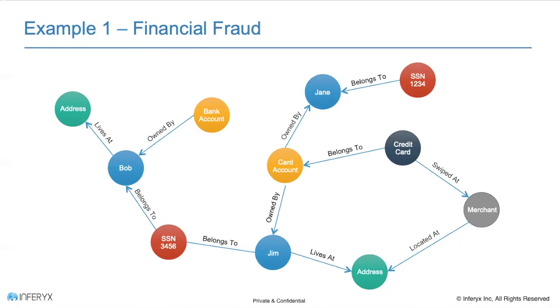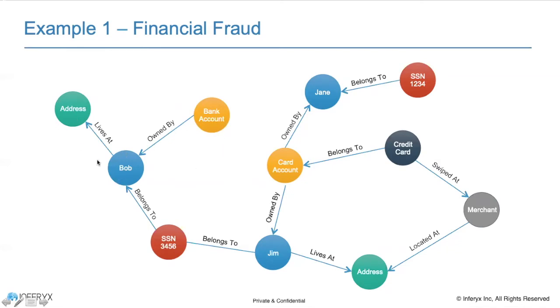And in this case, we are trying to take two accounts. One is a bank account, like a checking account or something. Another is more of a credit card account, where there is a swipe happening on your card. So if you see, Bob has an account, so you can see this particular bank account is owned by Bob.